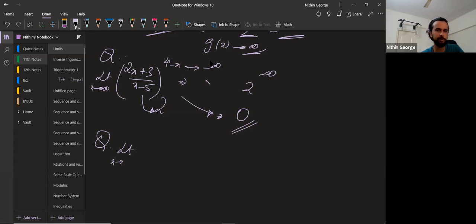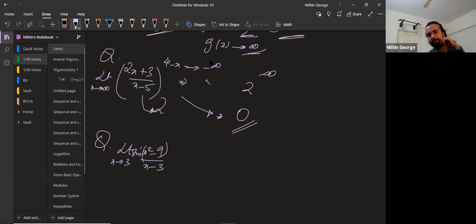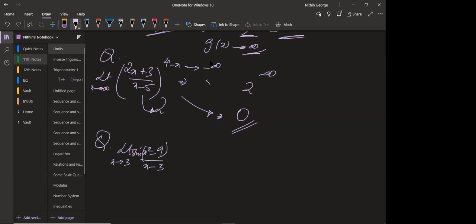Okay, how do you solve this first? Sine of x square minus 9 divided by x minus 3. What form do you see here? Not sin x by x, but you can see 0 by 0 form, right, when you put x tends to 3.